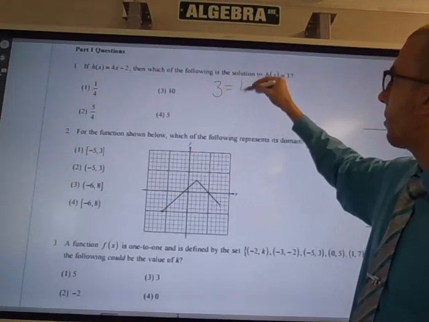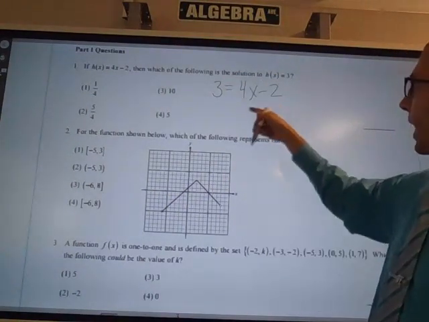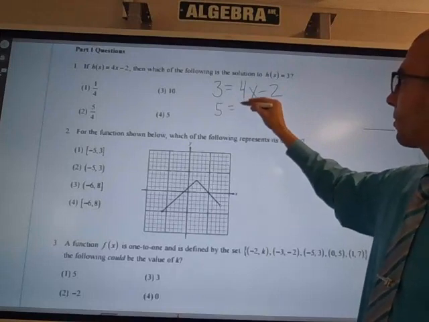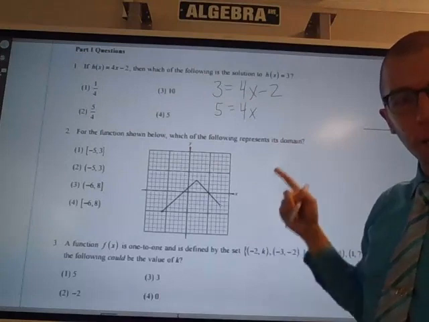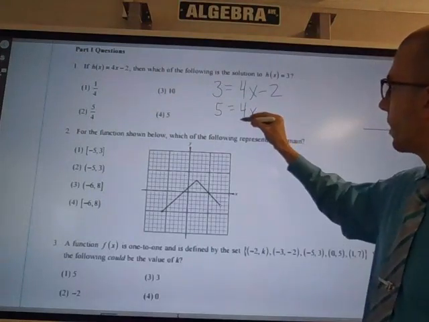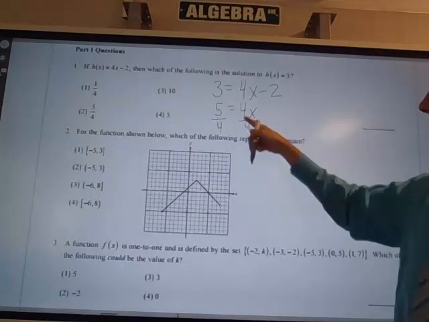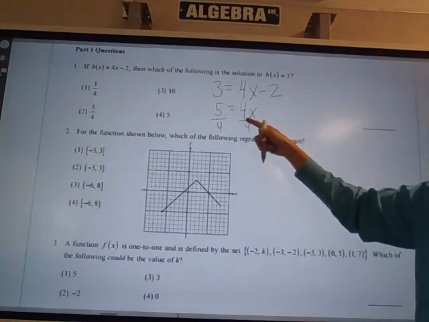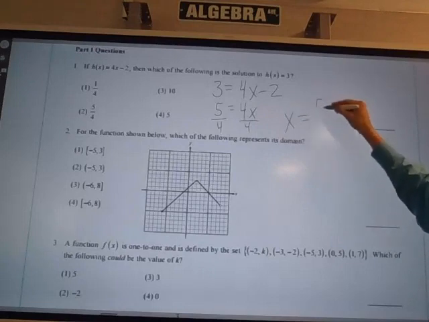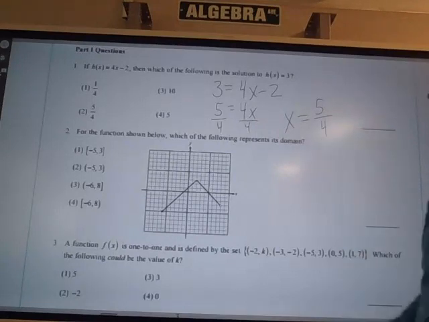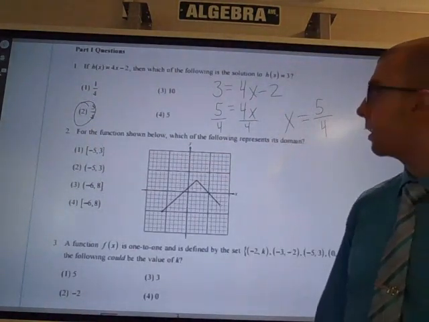So I have 3 equals 4x minus 2. We would add 2 to both sides. We get 5 equals 4x. And then we have a one-step equation where we know we need to divide both sides by that coefficient, because 4 is being multiplied by x here. So that gives us x equals 5 over 4, which is choice 2.